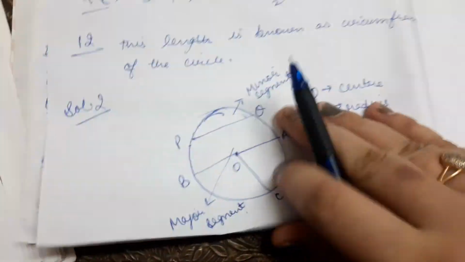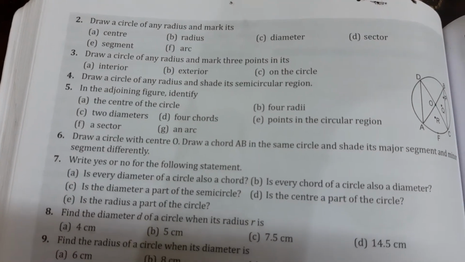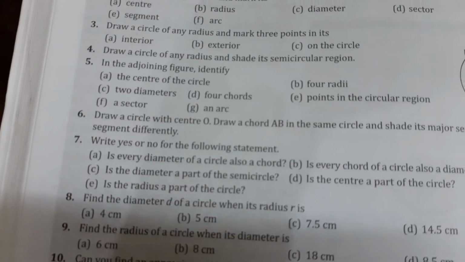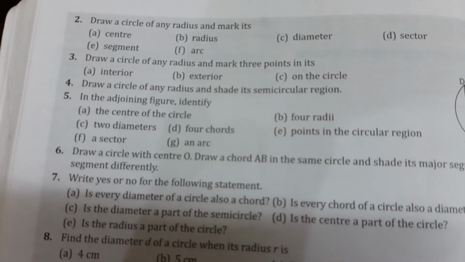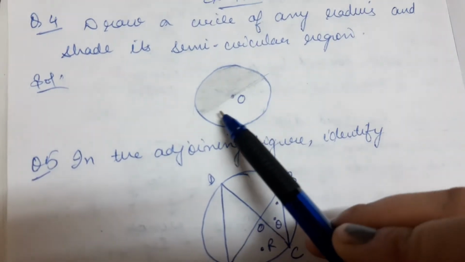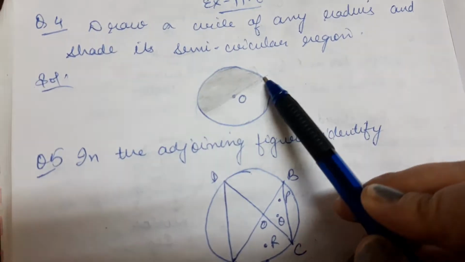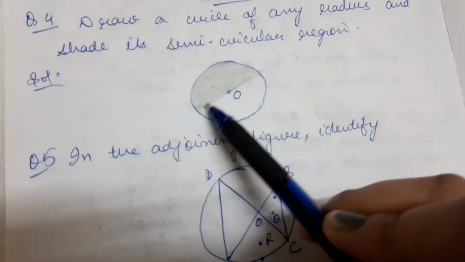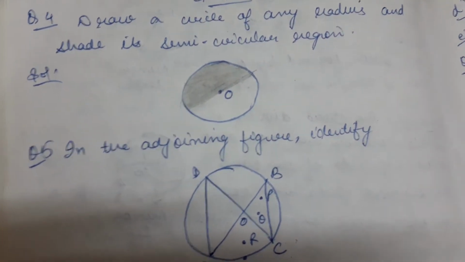Next, question number 3 is draw a circle of any radius and mark 3 points in its interior, exterior and on the circle. This question we have already discussed in yesterday's homework. Question number 4, draw a circle of any radius and shade its semicircular region. Now this is a circle. Semicircle means a chord which is passing through the center divides the circle into semicircles. So these two are the semicircles. So you can shade any of the regions as the semicircle.